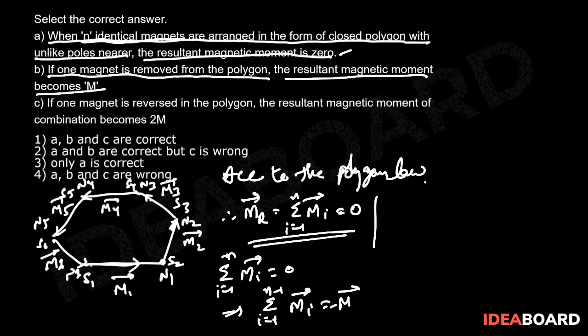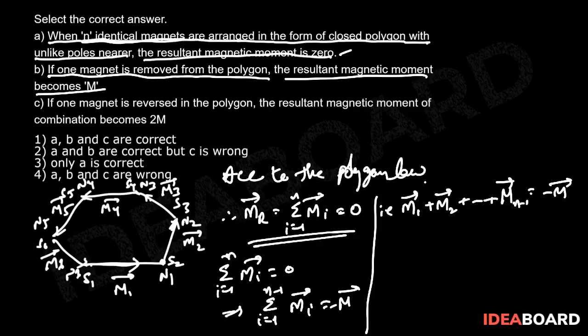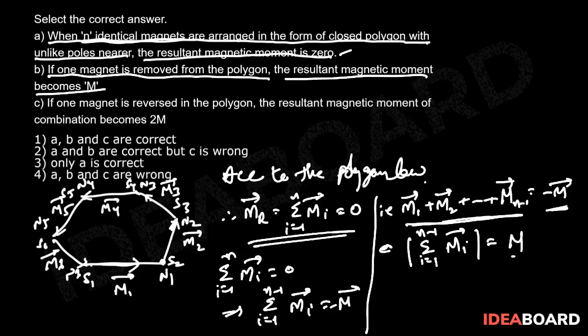That is, m1 vector plus m2 vector plus and so on, up to m(n minus 1) vector, equals minus m vector, which means that the resultant magnetic moment of those n minus 1 magnets is equal and opposite to the magnetic moment of the sixth one. Or we can write the modulus of the summation of i equal to 1 to n minus 1, mi vector equals simply m. Therefore, statement B is also correct.